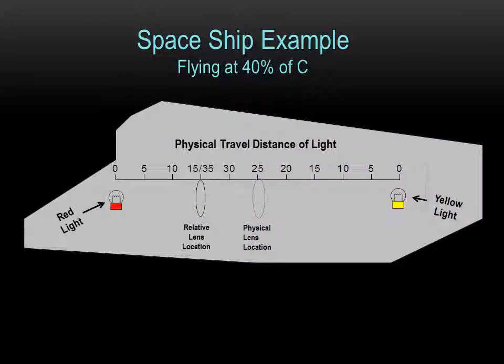To an observer on the spaceship, the speed of light for both colors is still measured at c. To him, both lights traveled 25 feet and arrived at the same time. But the actual speed of the photons varied significantly to compensate for the variations in relative distance.